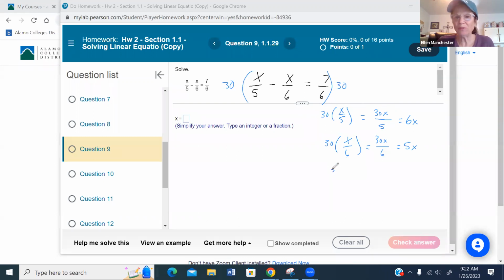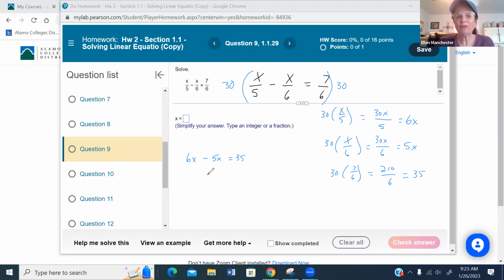And then I do the same thing with the last one. So 30 times 7 is 210 over 6, which gets reduced to 35. Okay, so 210 divided by 6 is 35. So now I have a completely new equation, right? I have 6x minus 5x equals 35. Now this is much easier to work with.